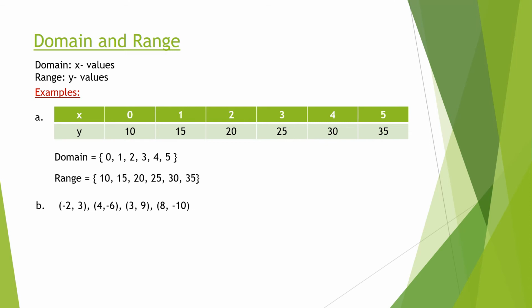Another example, if I have a set of points, (-2, 3), (4, -6), (3, 9), (8, -10). Remember, the first number is the x and the second is the y. So the domain will be -2, 4, 3, 8, and the range will be 3, -6, 9, and -10.